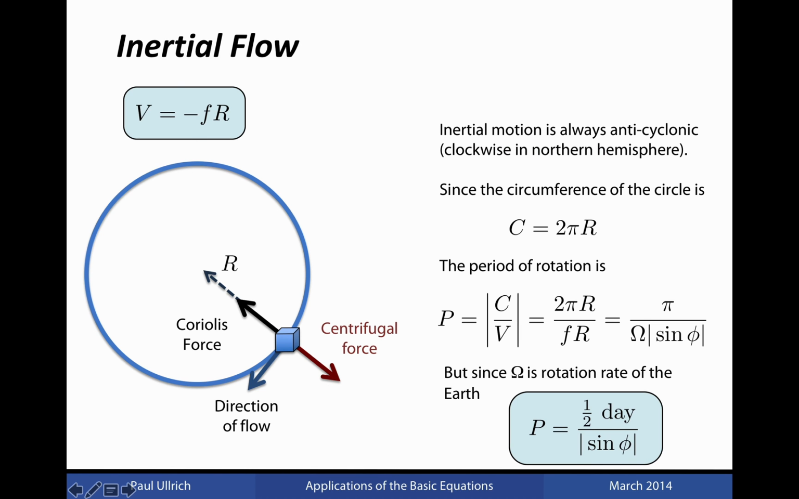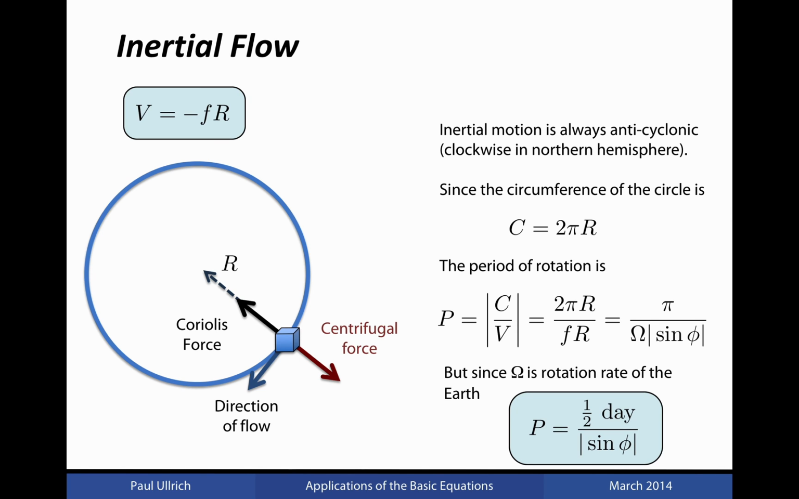So for inertial flow with velocity equal to negative f times the radius of curvature, we end up with a force balance diagram analogous to the one depicted here, with centrifugal force directed outward away from the circle and Coriolis force directed into the circle. The direction of flow is then clockwise around the circle. The normal vector here is then aligned with the centrifugal force vector. Inertial motion is always anticyclonic, that is, it's always clockwise in the northern hemisphere and counterclockwise in the southern hemisphere.